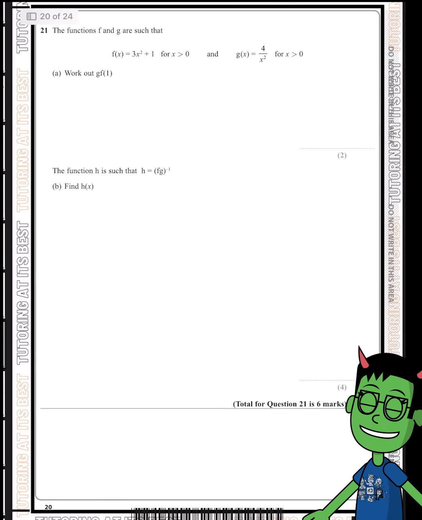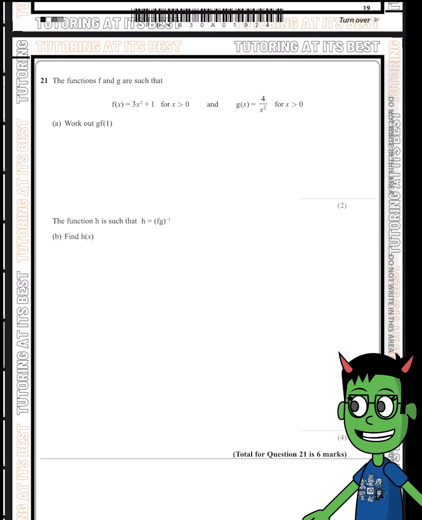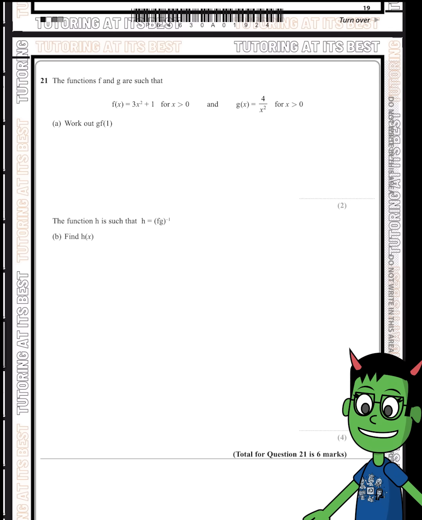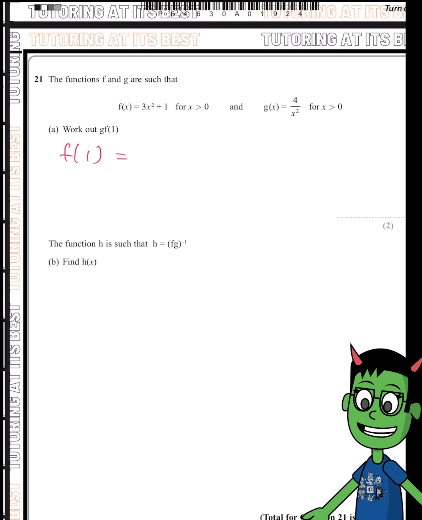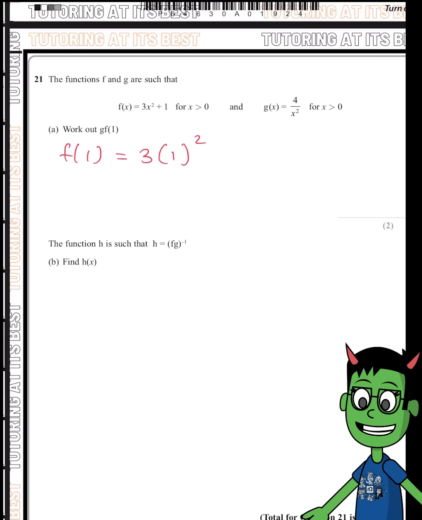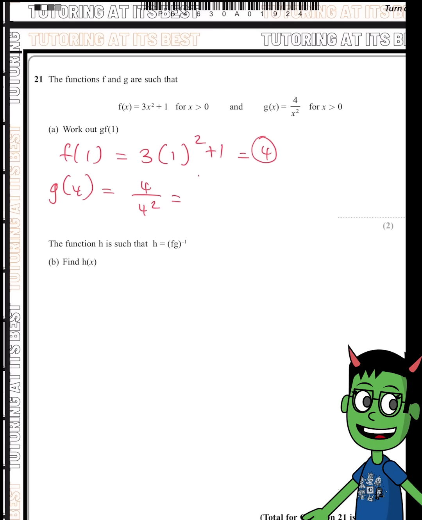Beautiful work. Okay, question 21a, functions. So they've given us 2 functions. Let's work out gf(1). We start with the one that is second, so f(1). That then gives us 3(1) squared plus 1, which gives us 4. And then we use that for our g. So we have 4 over 4 squared, which equals 1 over 4, and that is our answer.